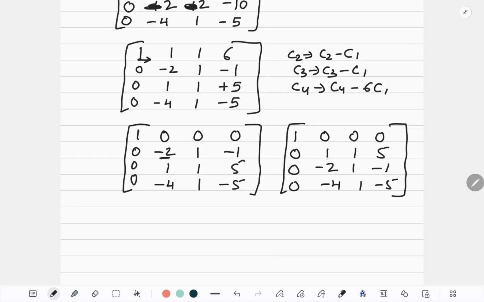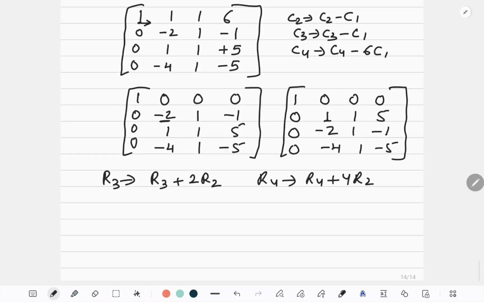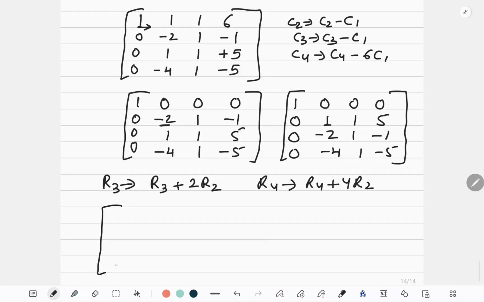Now using this 1, below it make all the 0 by applying row operations. So in R3 I can do R3 plus 2R2, and in R4 I can do R4 plus 4R2. Okay, so I'll get it like this. Normal form usually is lengthy, but when they mention we have to use it, if it is in your syllabus, you have to do it.